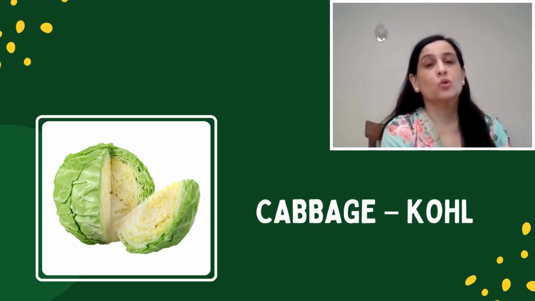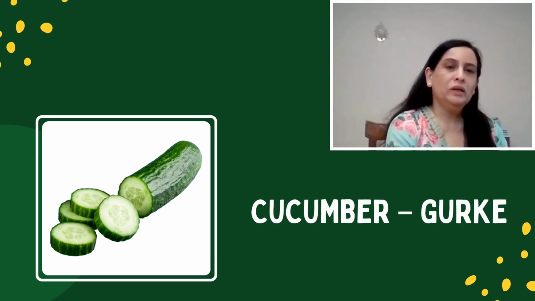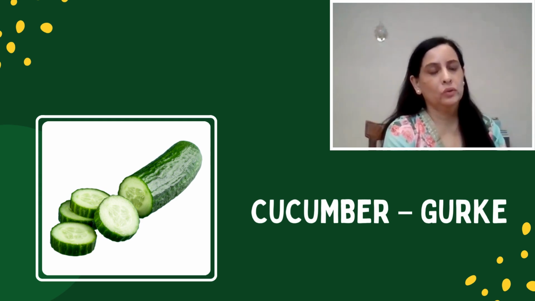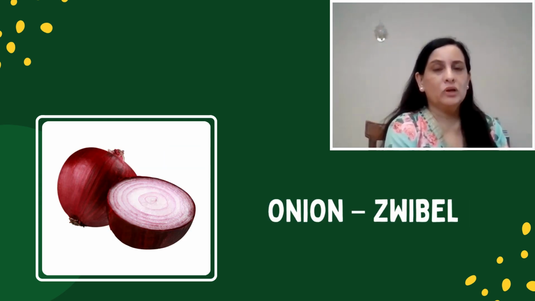Today we'll see names of vegetables in German. So, very common vegetables we'll take, and how they are pronounced we'll see. We'll start. First one is cabbage. Cabbage is called Kohl. K-O-H-L, Kohl. Cucumber is Gurke. G-U-R-K-E, Gurke. Then comes onion.